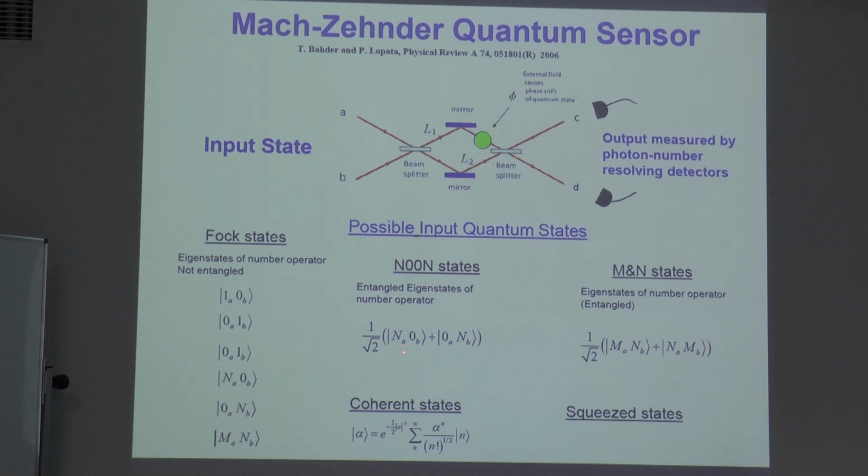And you could have Noon states, which at that time were being pushed as the best. And I'll show you some very interesting results that Noon states are the worst, in fact, using an exact calculation of quantum optics.